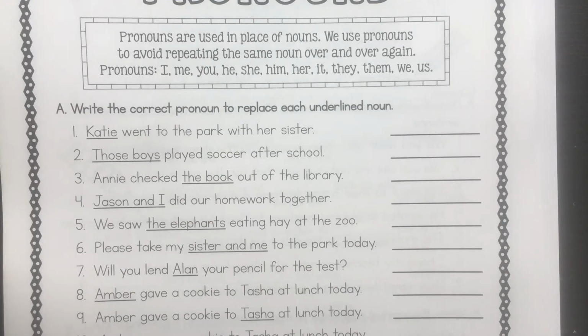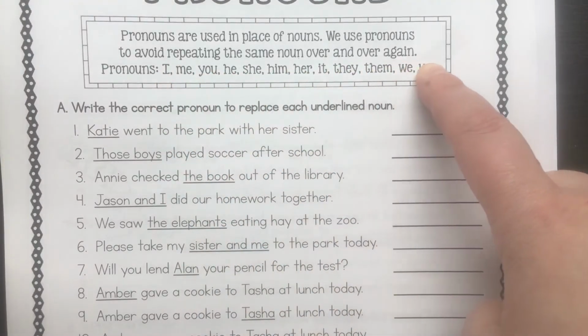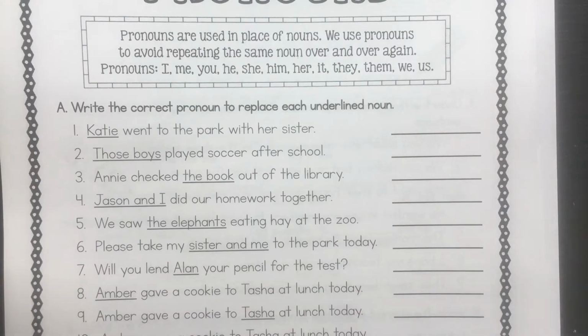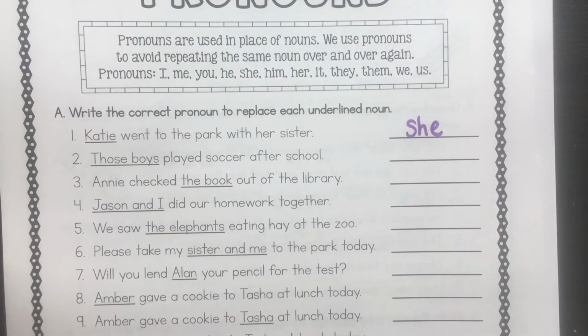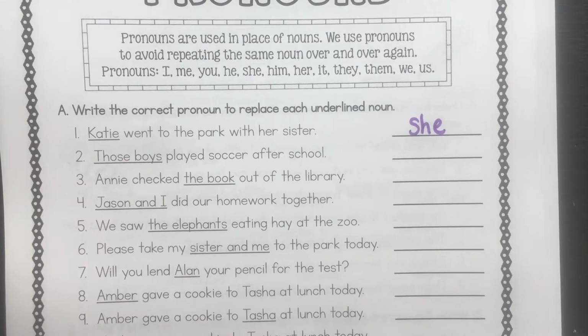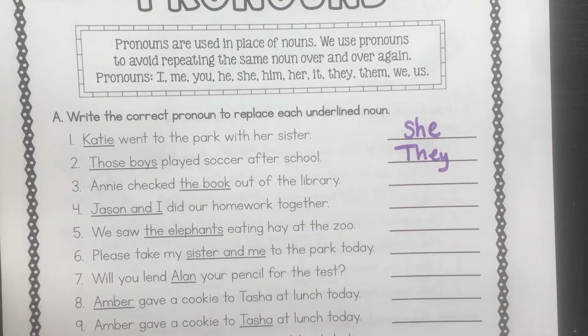And so on the first one it says, Katie went to the park with her sisters. So we would replace Katie with one of these given pronouns here. So since Katie is a girl, we could say she went to the park with her sisters. So go ahead and write the pronoun that could replace it on the line. Okay, and the next one says, those boys played soccer after school. Those boys can be replaced by the pronoun they. They played soccer after school.